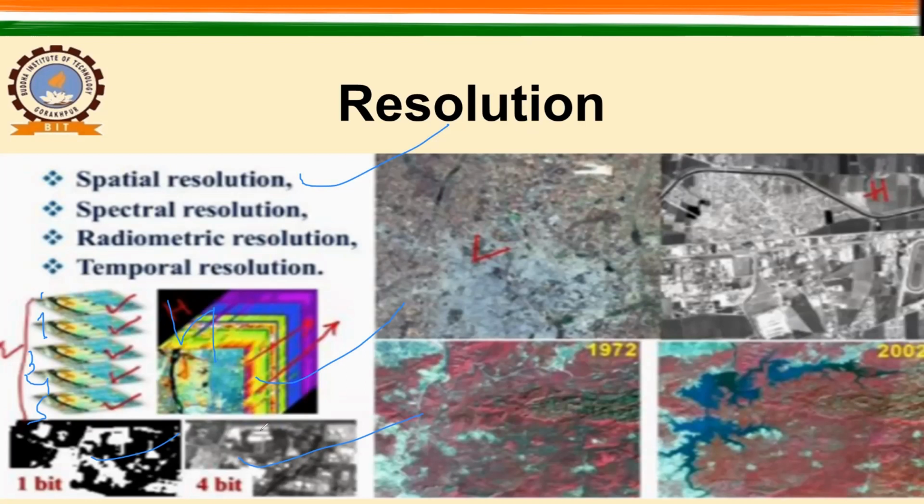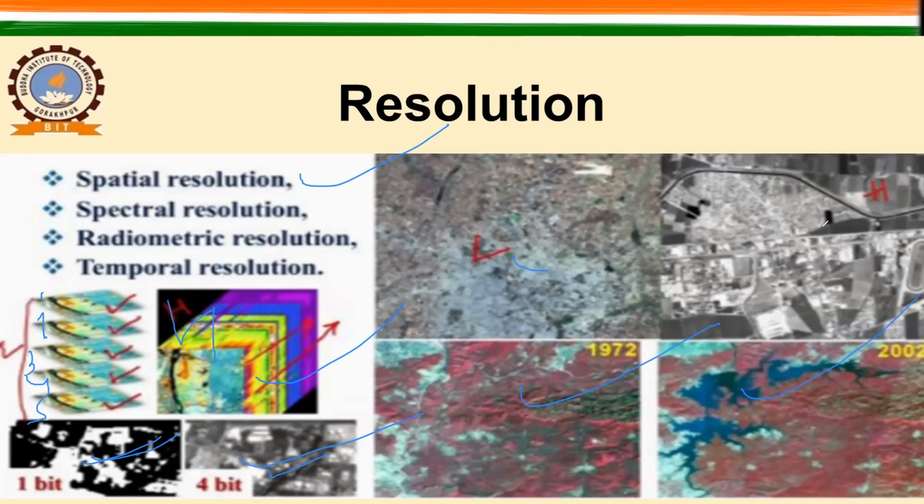So here is one example where you have 1 bit data. This will be like a polygon image, either 0 or 1, so either bright or dark. Whereas the next one, of the same area, has 4 bit data, and you can see many more details. And the last one is temporal resolution.